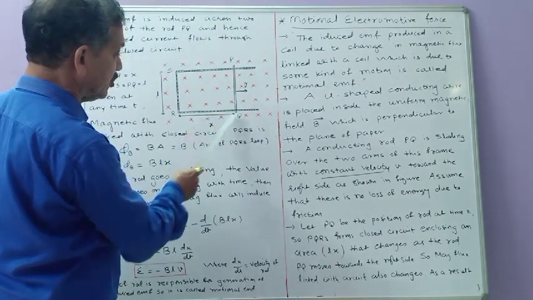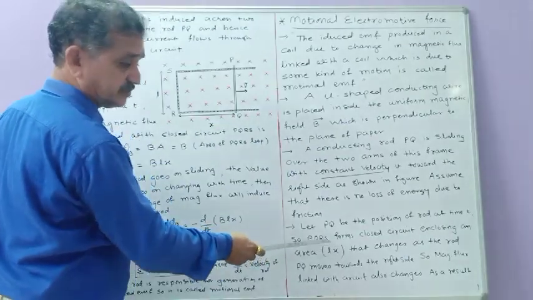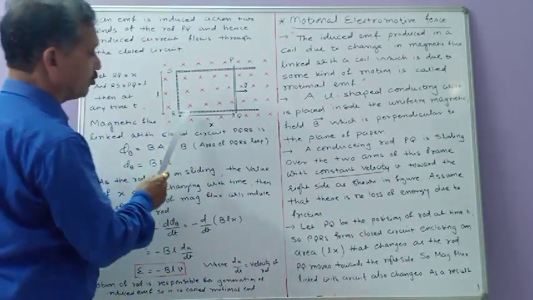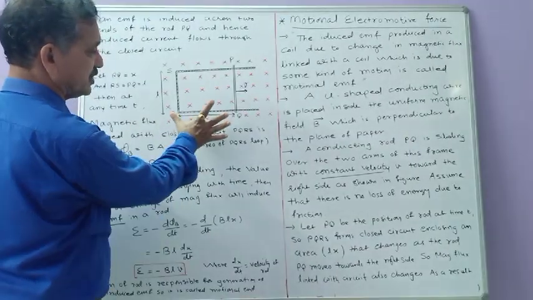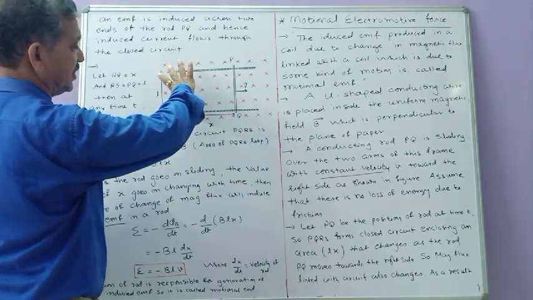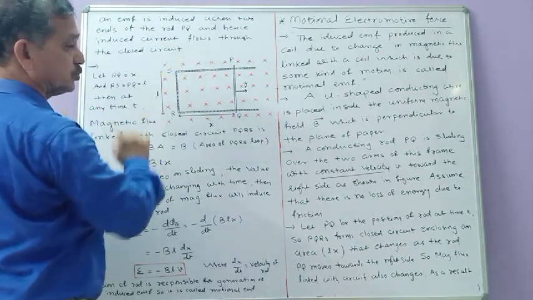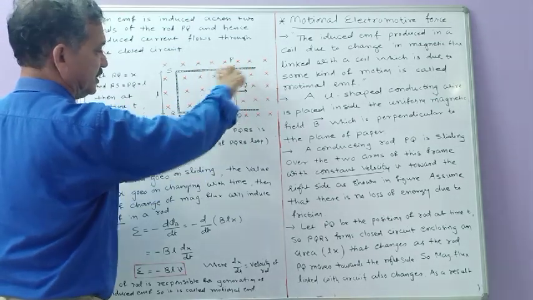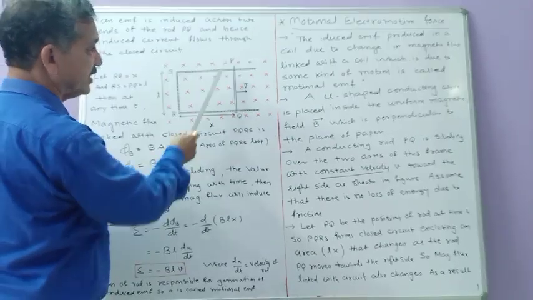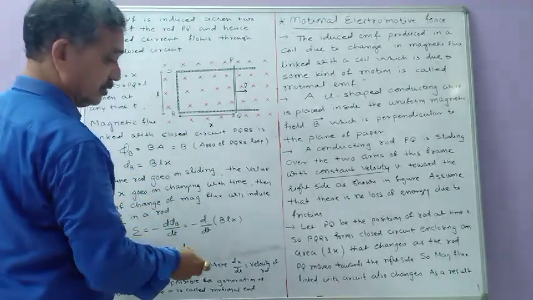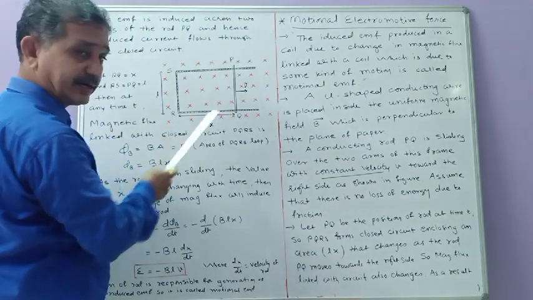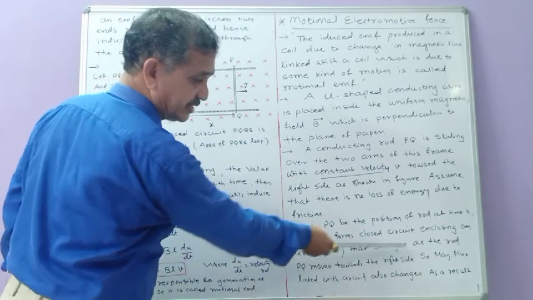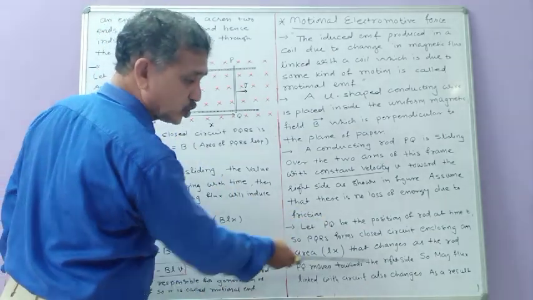So PQRS forms a closed circuit enclosing an area. Which area? This area. We suppose this length RQ equal to x, and this breadth SR is equal to small l. That means the perpendicular distance between these two parallel arms is equal to small l, and that is considered as the length of the rod PQ. That's why the area of this rectangular portion will be equal to l into x. So this area l x changes as the rod PQ moves towards the right side.